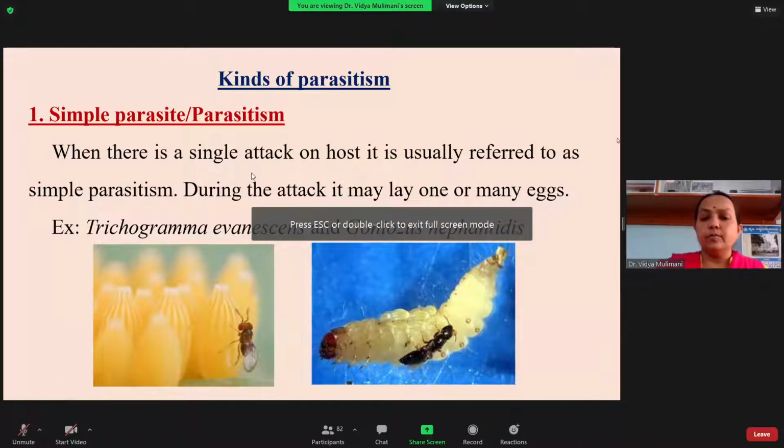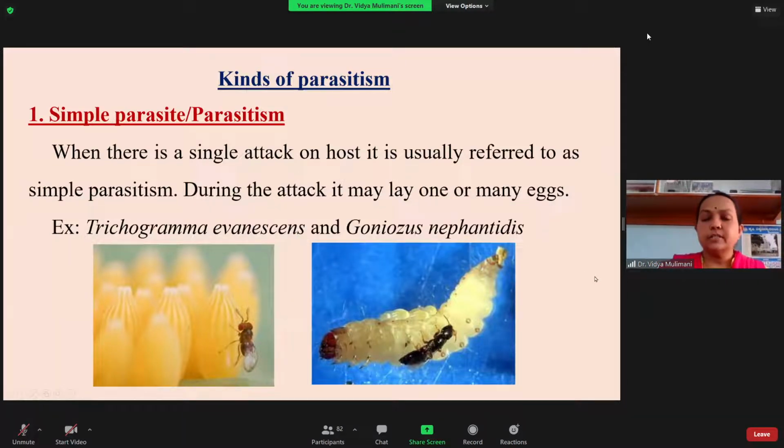I was telling you about the classification of the parasitoids. The parasitoids are classified in different ways, based on how long they spend on the host, whether they are facultative or obligatory, and whether they attack a particular stage, such as an egg parasitoid. Next, I'll be moving on to the kinds of parasitism.